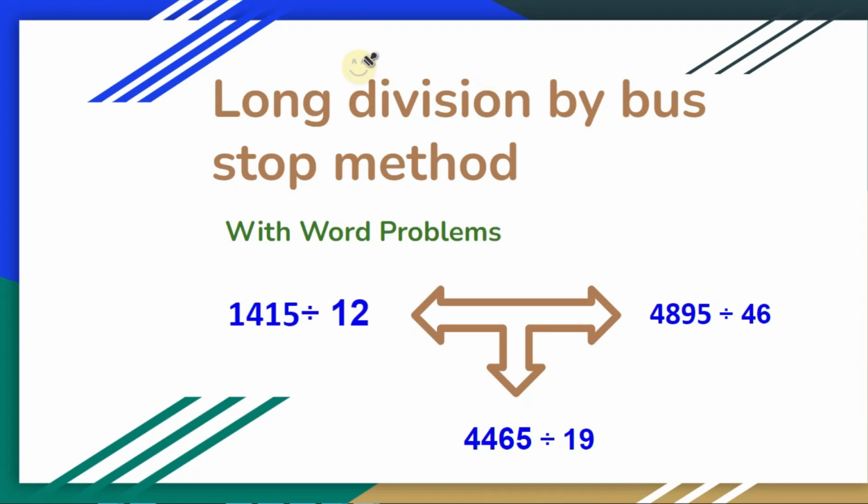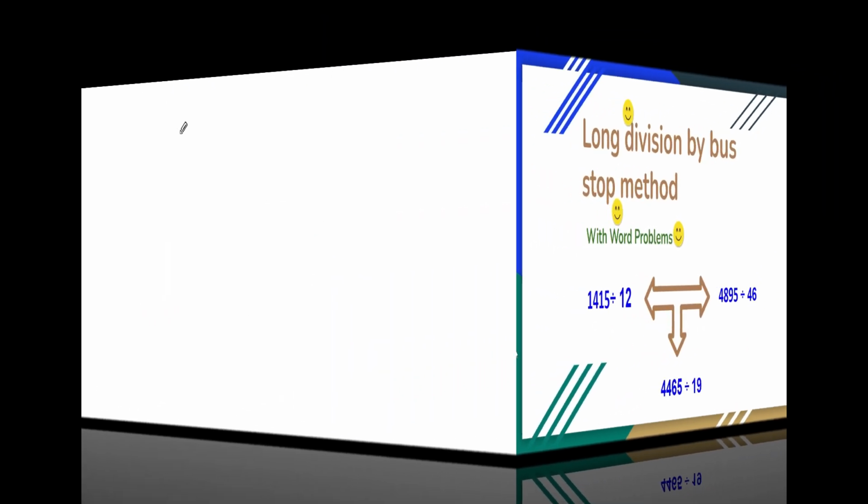Today you are going to learn long division by the bus stop method and with word problems. Okay, so let's start over. We can start over with an easy example, that is 225 divided by 5 by using your bus stop method. How do we divide? We have to divide this number by 5.